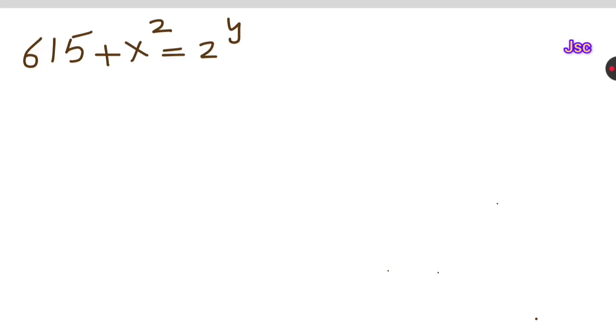Today's question is 615 plus x raised to the power of 2 is equal to 2 raised to the power of y. Our goal is to find x and y values here. Here x and y are integers. Let's see how to solve it.